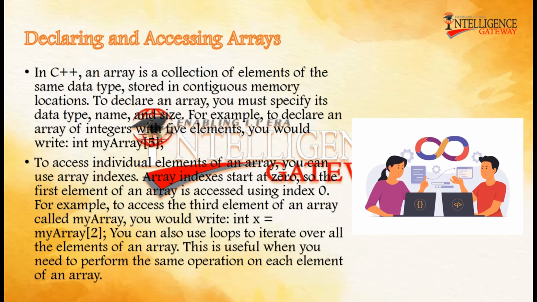For example, to access the third element of an array called myArray, you would write int x = myArray[2]. You can also use loops to iterate over all the elements of an array. This is useful when you need to perform the same operation on each element of an array.